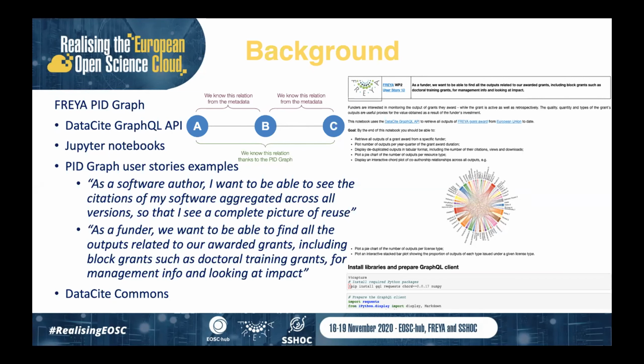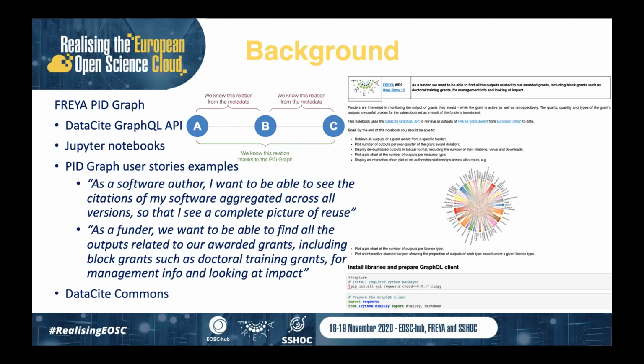And so some examples of user stories are, say you're a software author and you want to be able to see the citations of your software aggregated across all versions, or you're a funder and you would like to be able to find all the outputs for the grants you have awarded. So user stories, these are a few examples of those.